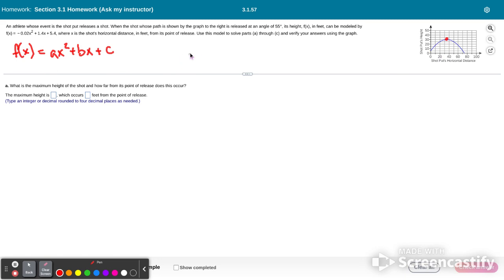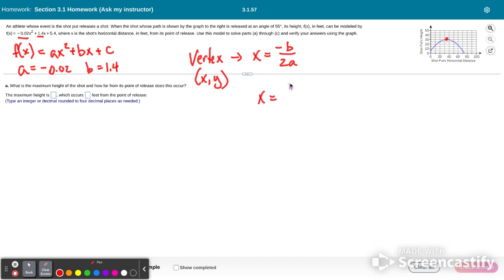So the first part we're going to take a look at is that vertex. Remember, the x portion of the vertex, because the vertex would be an x comma y, is found using negative b over 2a. In our particular problem, our a is equal to negative 0.02, and our b value is 1.4. Those are the coefficient in front of your x squared and the coefficient in front of your x. So we plug that in, so x is equal to negative 1.4 divided by 2 times negative 0.02.